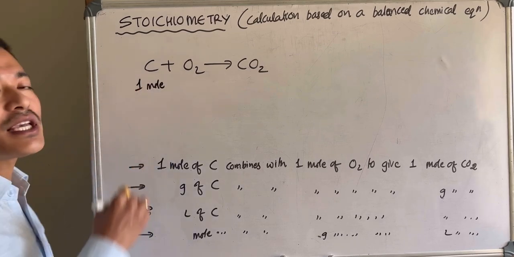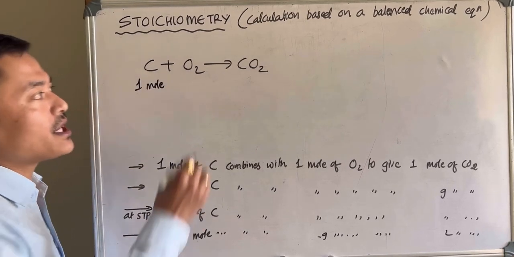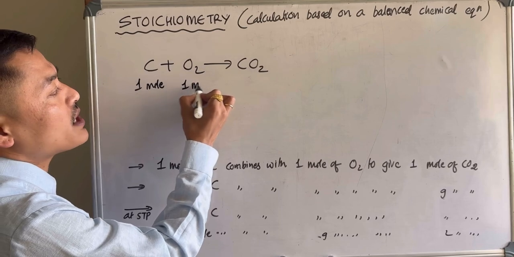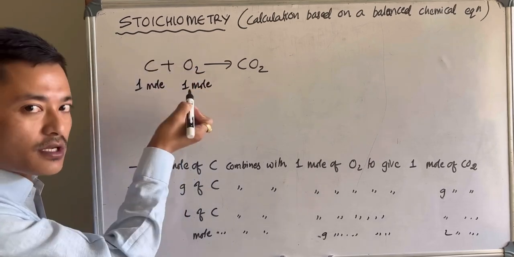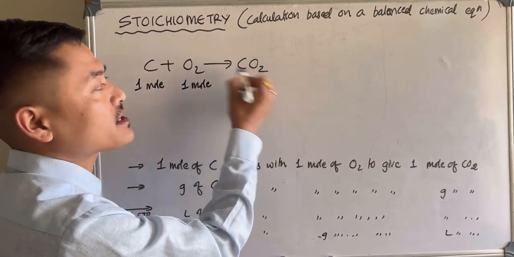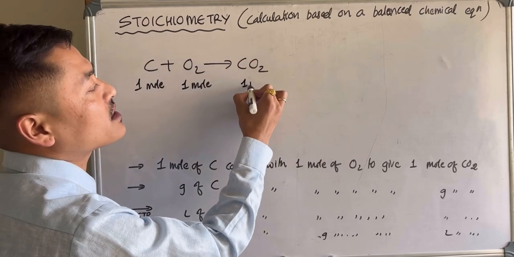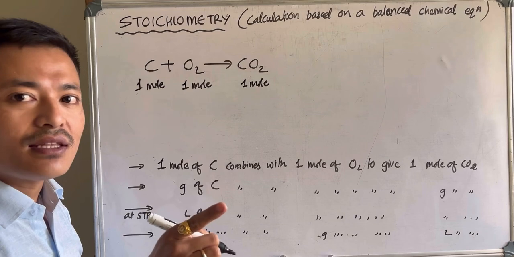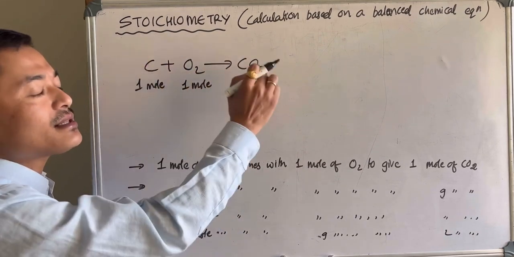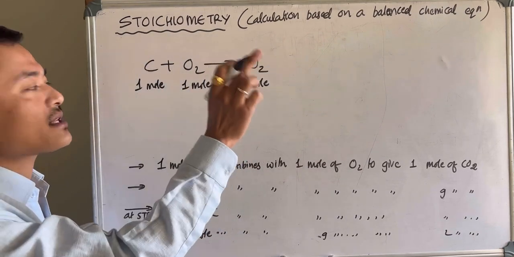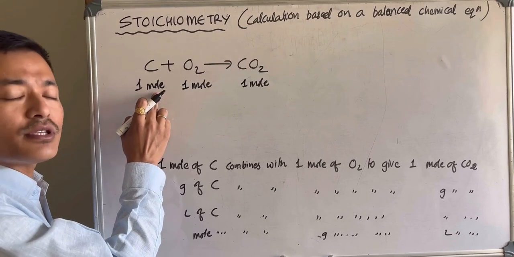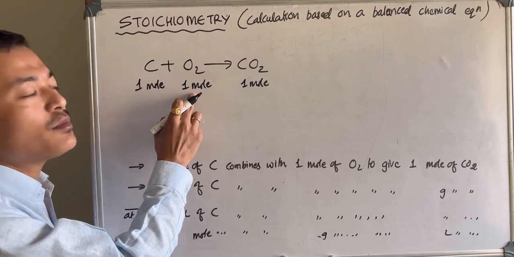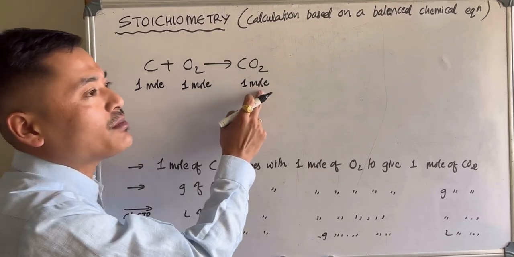So you must be taking 1 mole of carbon, and it will combine with how many? 1 mole of oxygen, because there is nothing in front, which means there is 1. And obviously for carbon dioxide there is nothing in front, which means it will give 1 mole of carbon dioxide. So you must understand, if this is your balanced chemical equation, that 1 mole of carbon is actually combining with 1 mole of oxygen to give 1 mole of carbon dioxide.